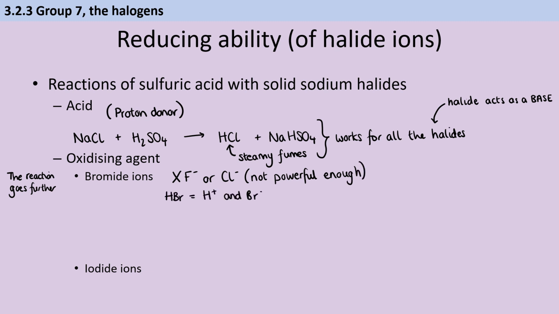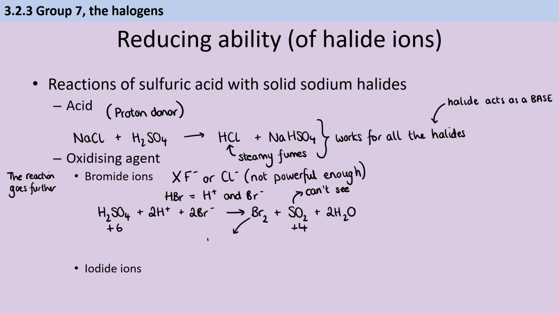So if we take hydrogen bromide that was formed in the first reaction, this can be split up into hydrogen ions and bromide ions, and these can react further with the sulfuric acid to make some bromine and some sulfur dioxide and some water. And you can see here that the sulfur is moving from a +6 oxidation state to a +4 oxidation state, so it's being reduced and acting as an oxidizing agent. Now in this process we make this sulfur dioxide, which we can't see, but because the bromine is produced at the same time, this makes the fumes turn brown.